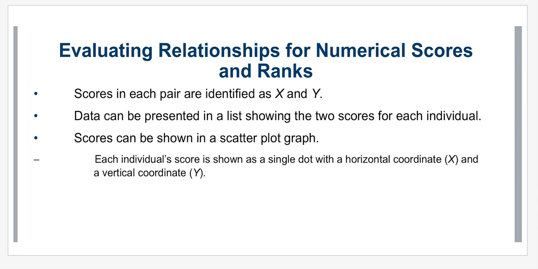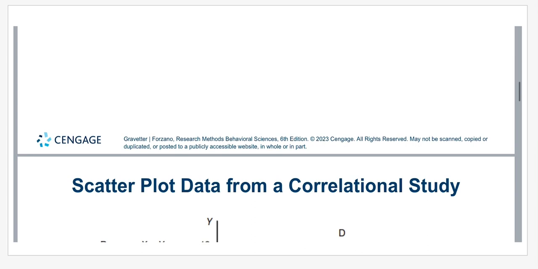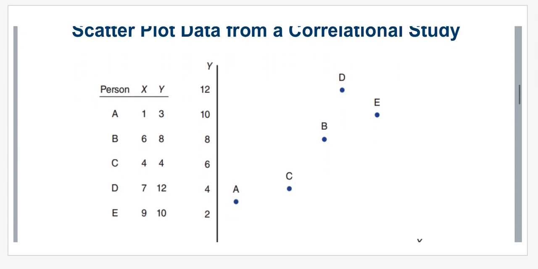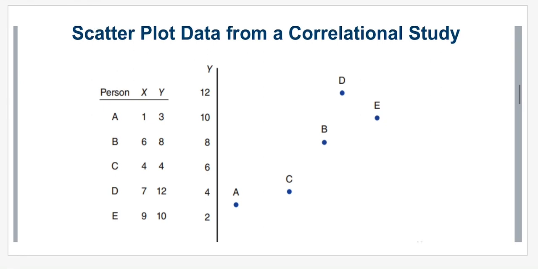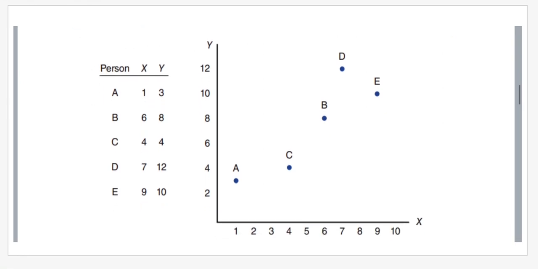Data can be presented in two different ways. It can be a list showing the two scores for each individual, so all the scores for both variables, and it can be both, or scores can be shown in a scatter plot graph where each data point, or single dot, is coordinated with both variables to form one single point. So of course, verbally that is confusing, right? But visually that'll make a lot more sense. So here we go. Let's look at it.